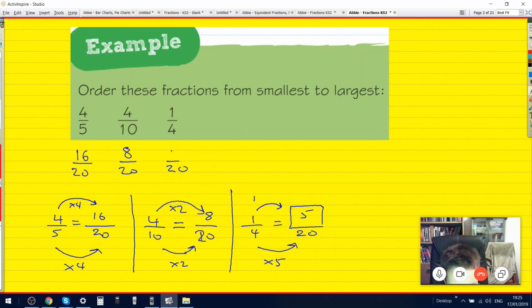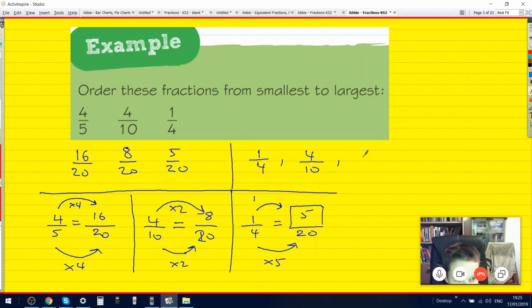Well done. Okay, and so what would they be, smallest to biggest? The smallest one is 1 quarter. The next one is 4/10, and then finally 4/5 is the biggest. Well done.